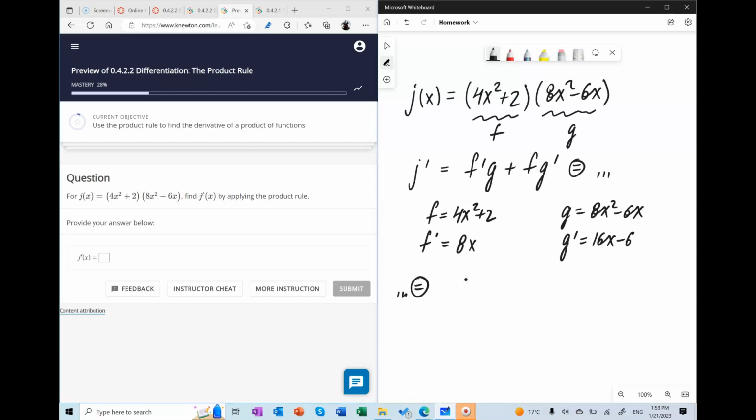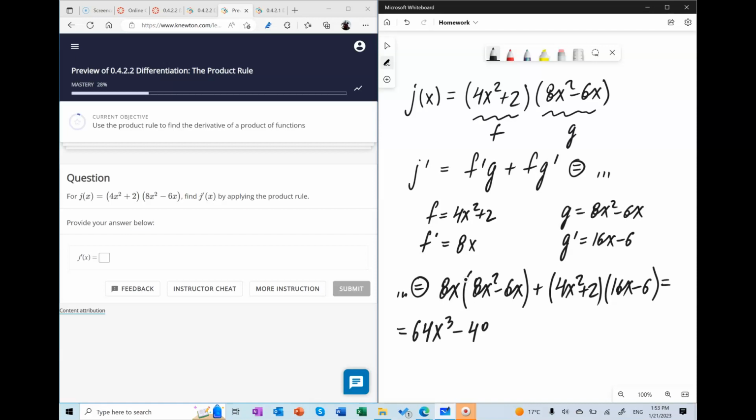So it's going to be f prime, which is 8x, times g, which is 8x squared minus 6x, plus f, which is 4x squared plus 2, times 16x minus 6. And I believe if you type this in Newton, it will accept the answer. However, let's go ahead and simplify this. But usually that's where most of the mistakes occur when we try to simplify something.